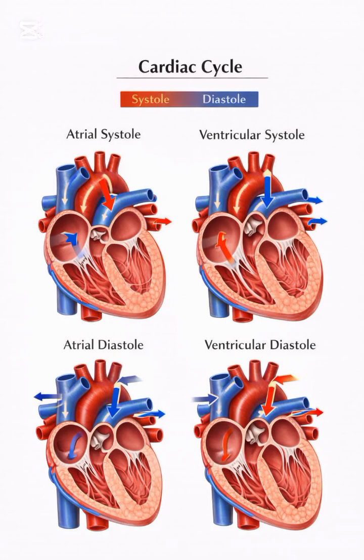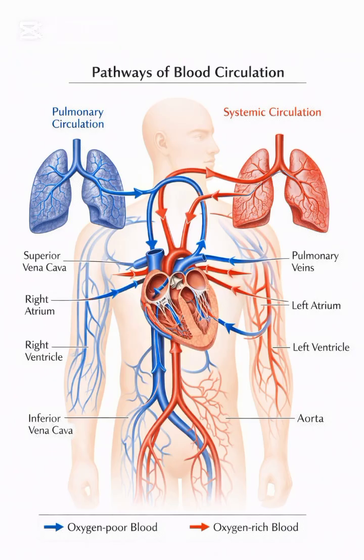Heart valves and direction of blood flow. What the diagram shows: tricuspid valve, mitral (bicuspid) valve, pulmonary valve, aortic valve, arrows indicating blood flow. Explanation. Heart valves ensure one-way movement of blood.